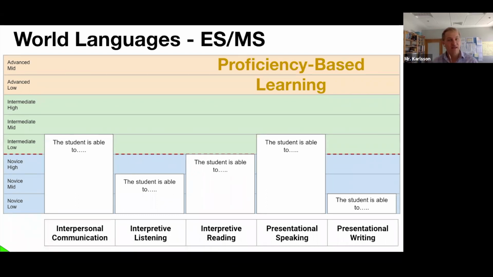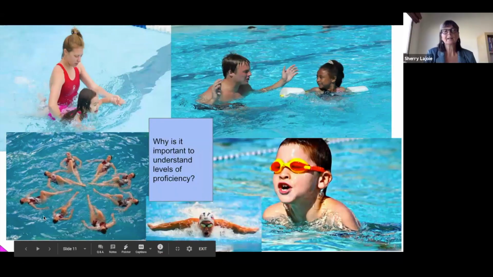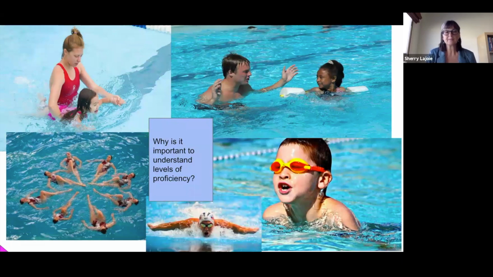And really it's just as simple as that. And so this visual speaks a little more concretely to why it's important to understand the levels of proficiency. With this metaphor, this analogy of swimming, we can clearly see the skills and the development of skills and what the student needs to do next to move to the next level of being a strong swimmer.